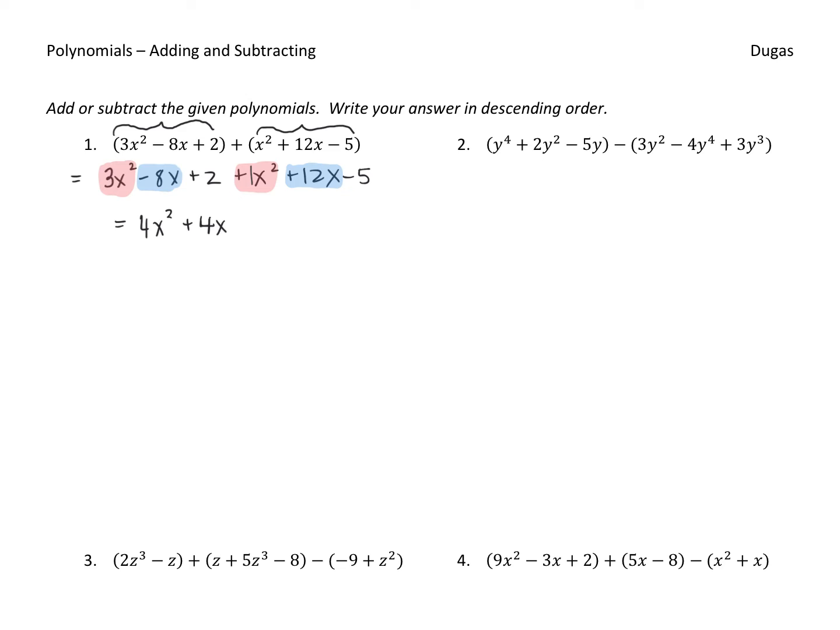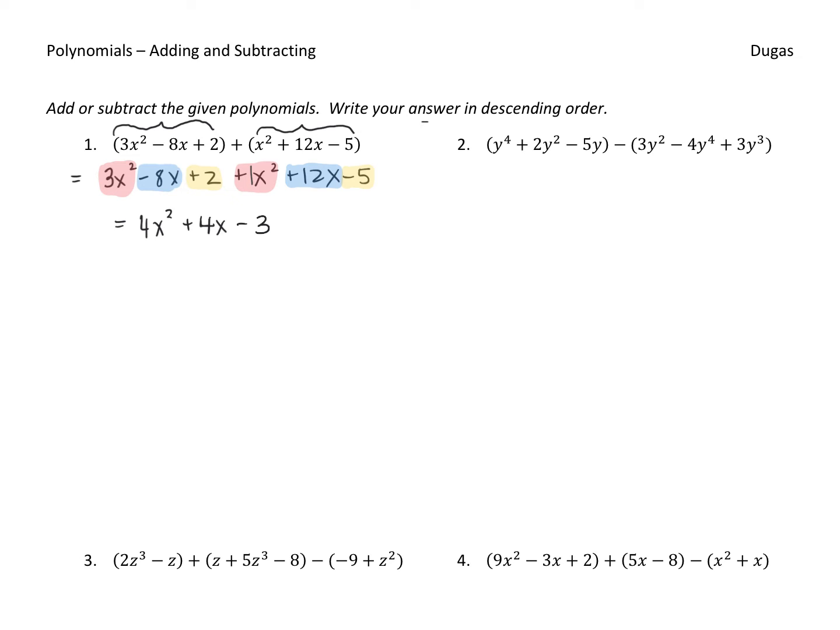And now the next thing I see that I haven't used yet is a plus 2. So that's a constant term because it does not have a variable attached to it. And then I have a negative 5, and that's another constant term. So I can combine those. A positive 2 minus 5 is a negative 3. You can see now in our polynomial, our answer here, we have 4x squared plus 4x minus 3. So we have a trinomial. We do not have any like terms, so we've combined everything that we can.